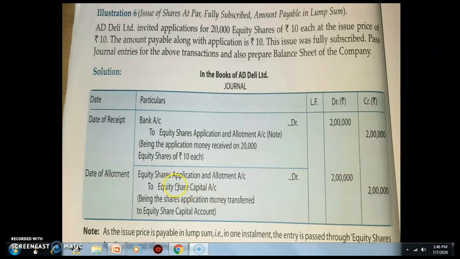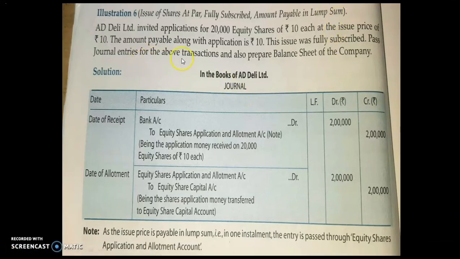Children, actually the amount of application which you have collected will be transferred to the capital account of the company. So here the narration you have to write is, being the shares application money transferred to the equity share capital account. So these are the two journal entries which you are supposed to pass if the problem is of lump sum. Okay. Now let us move to the second part of your solution. The first part is the journal entry that you have made, and next is the balance sheet of the company.